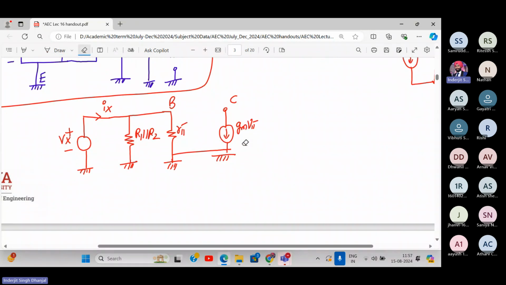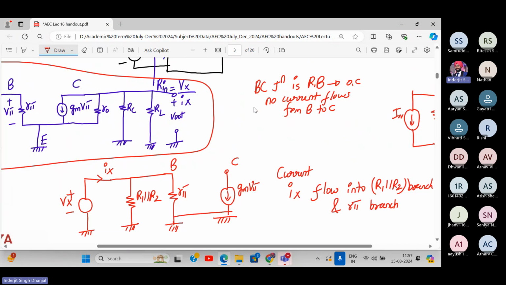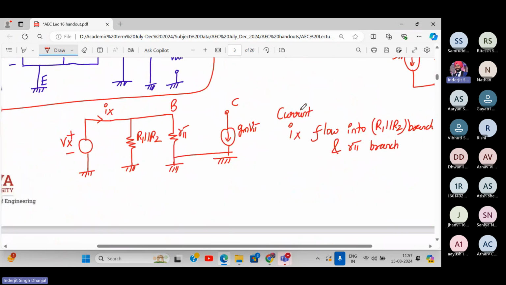So current Ix flows into the R1 parallel to R2 branch and the R pi branch. Does it flow into the collector terminal? No, because it's an open circuit over here. And I've written why it is an open circuit. Because the base collector junction is reverse biased, no current flows from base to collector in this situation.